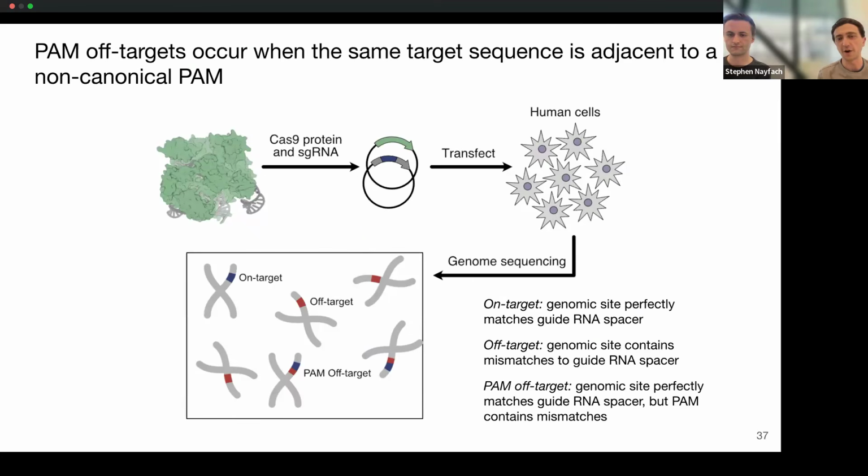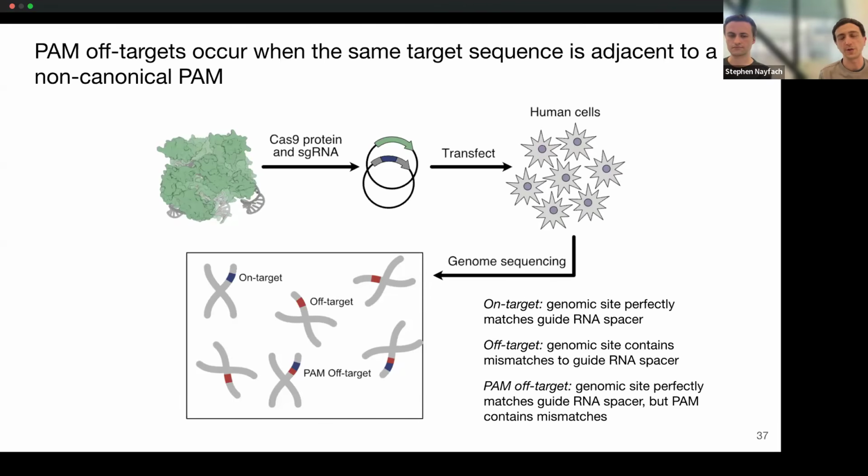The other type of off-targets we looked at were sites in the human genome where the spacer sequence was matching, but there was a difference in the PAM. As we mentioned previously, the PAM is the sequence just adjacent to the target site, and this motif is actually recognized by the PAM interacting domain in the Cas9 protein.